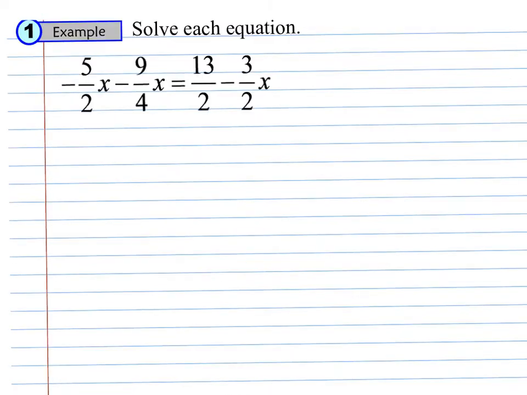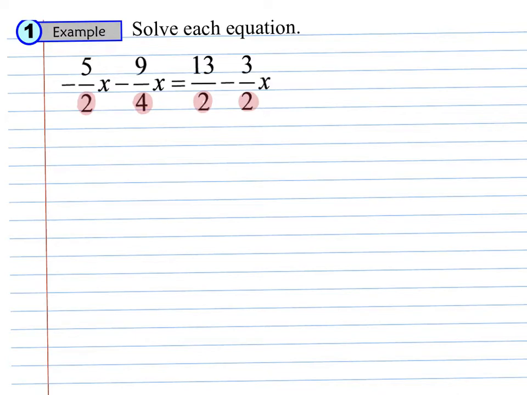When we are clearing equations of fractions, the first thing we need to do is identify our denominators. So we have a 2, a 4, another 2, another 2. Our lowest common denominator will always be either our biggest denominator or a number bigger than that one.